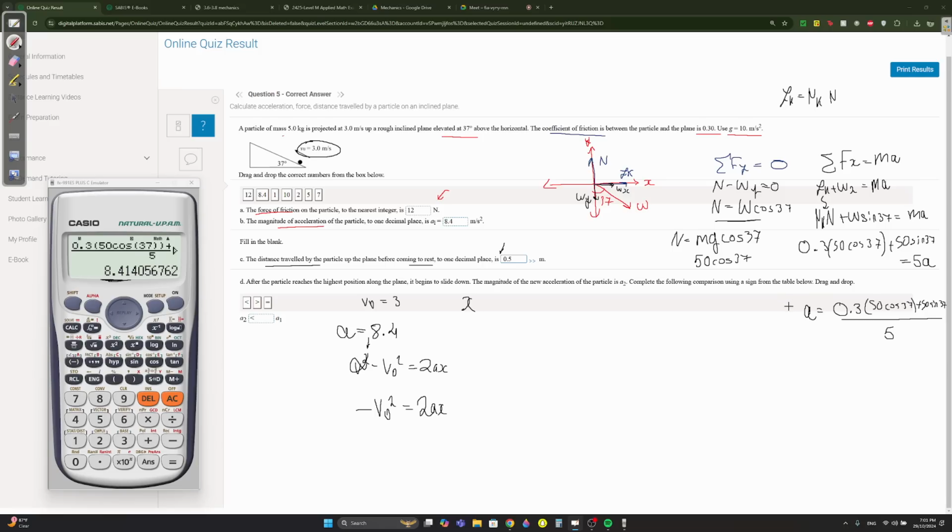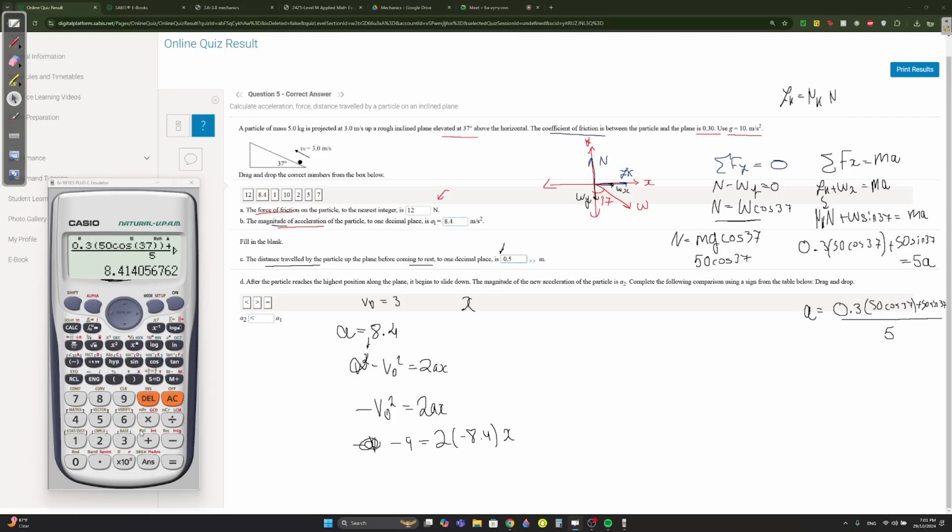Before I continue, I should have gotten a is equal to negative 8.4 because a is acting to the left and the forces here were acting to the right. Okay, I should have gotten a is negative, but I put it as positive because they said magnitude. So minus v naught squared, how much is that? Minus 9, because 3 squared is 9, is equal to 2 times minus 8.4 x.